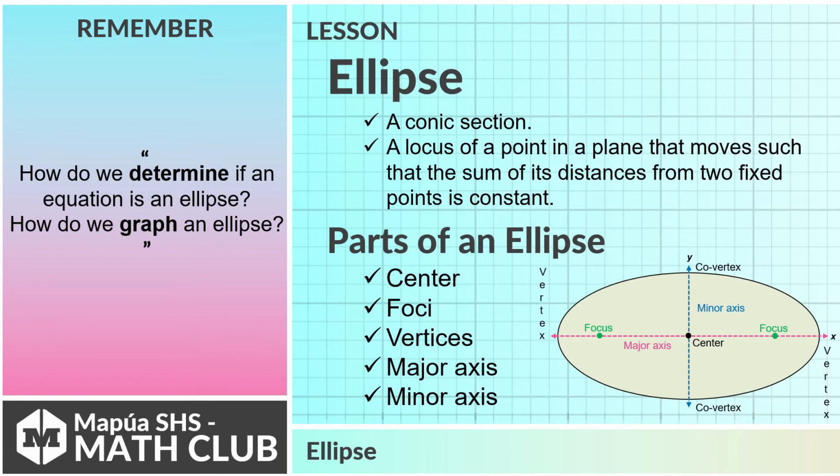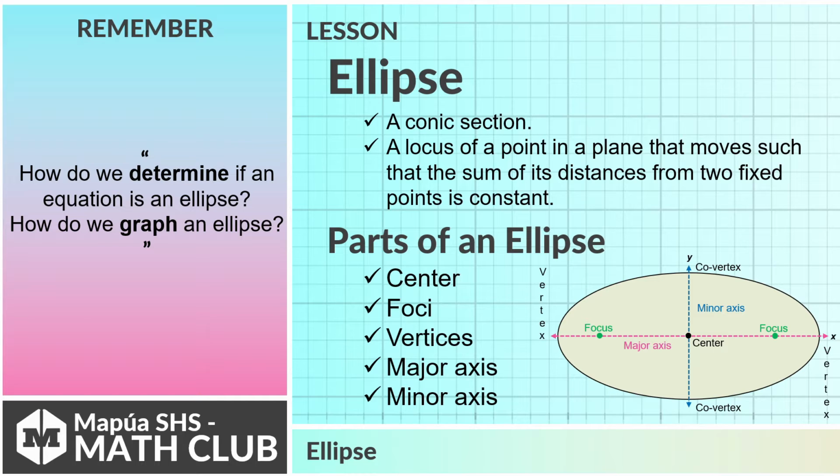An ellipse is a conic section where it is a locus of a point in a plane that moves such that the sum of its distances from two fixed points is constant. Meaning, no matter where you draw a point on the ellipse, the sum of the distance of focus 1 and focus 2 from the point is always the same.